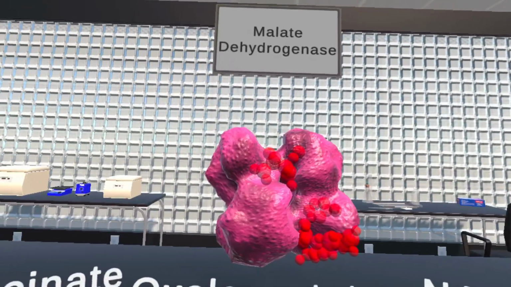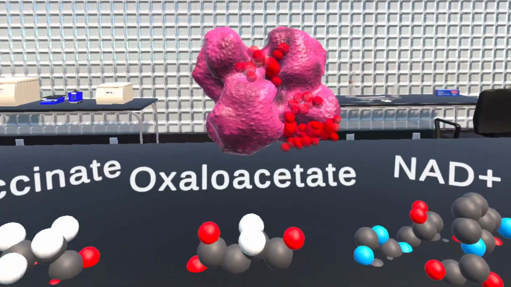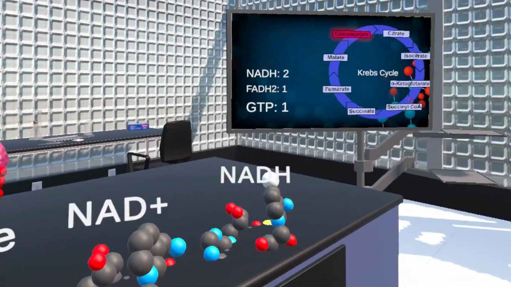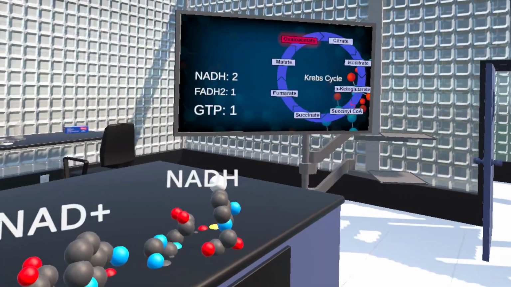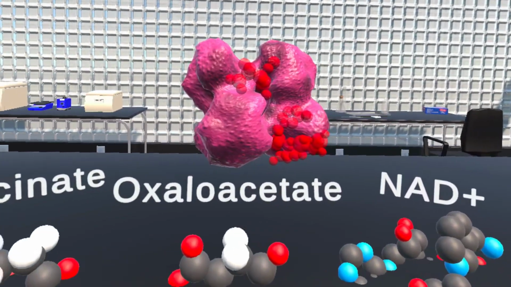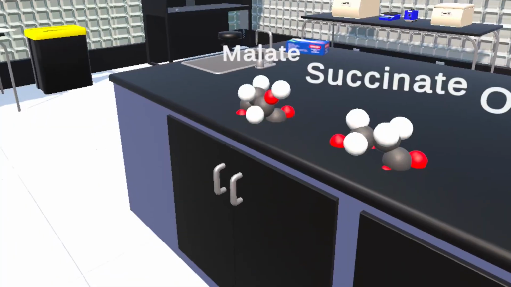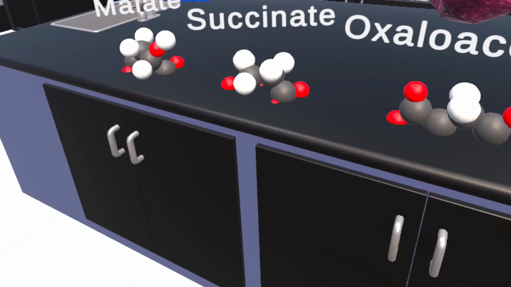Malate is going to be used by the next enzyme, malate dehydrogenase. For this last reaction, we're going to take two of the hydrogens we just added to malate and put one of them onto NAD+. Put malate and NAD+ into the malate dehydrogenase enzyme now.